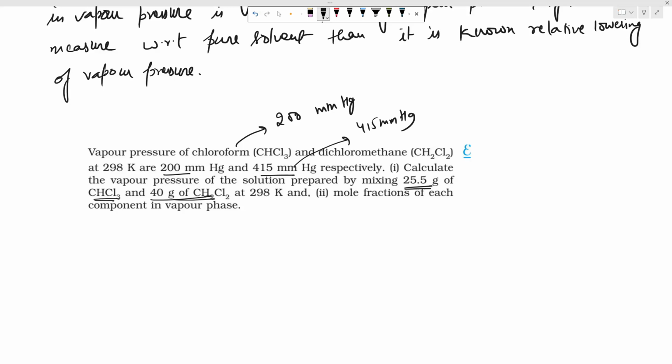So first, what will you do? First, you will calculate the mole fraction, because when you are mixing, this will become PA, or you can say PCHCl3, equals P naught into XA. P naught is given to you. Calculate the value of XA. XA means CHCl3.